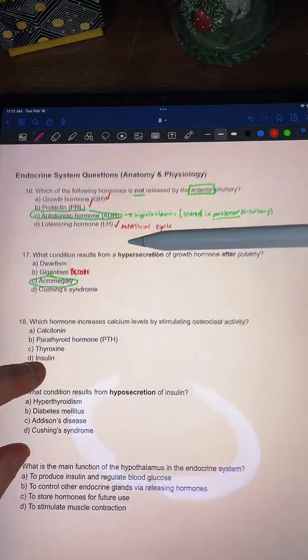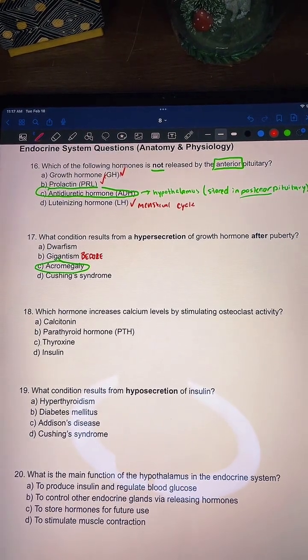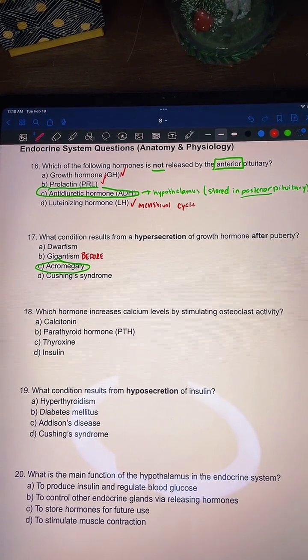But let's move on to number 18. Which hormone increases calcium levels by stimulating osteoclast activity? Or number 18.